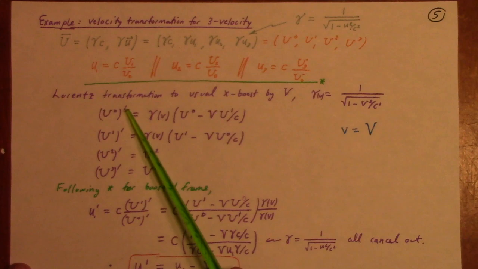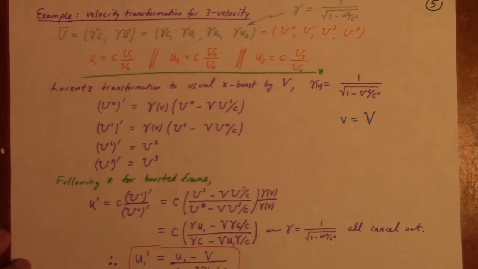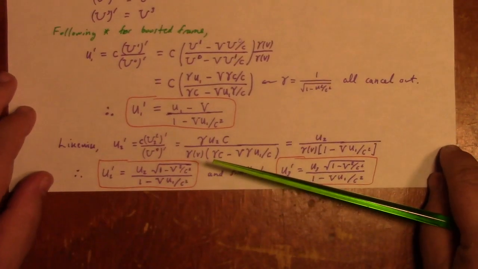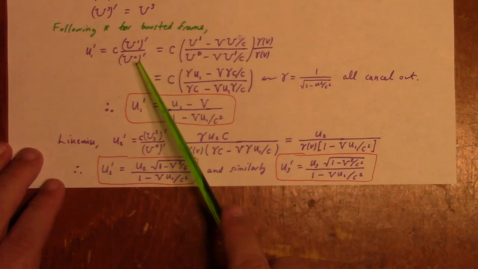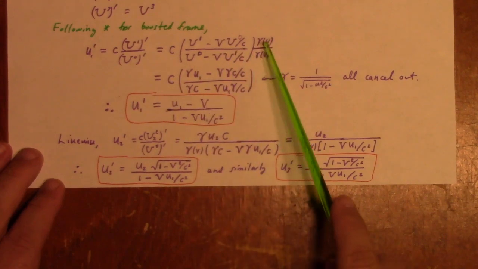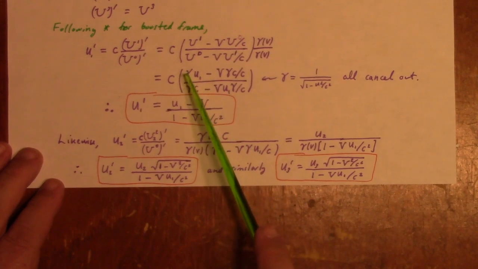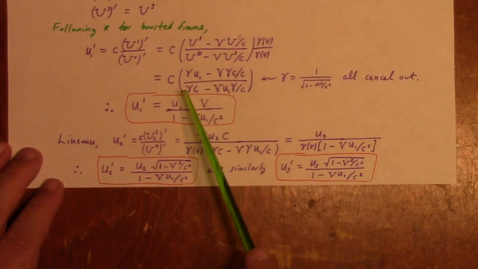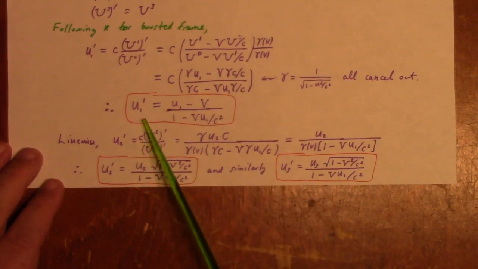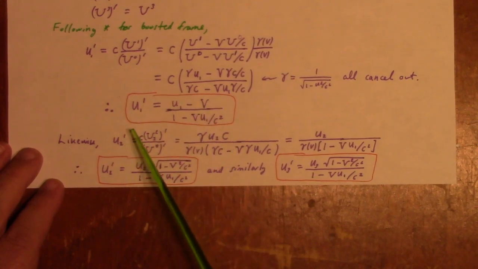So we'll use primes for the boosted frame, and here are the Lorentz transformations. All right, we talked about those before. And so what's the velocity in the boosted frame? Well, u1 prime is going to be the ratio of the boosted 4-velocities, which is just this. The gamma v's cancel, and you do the math here. These are all gamma sub u's, gamma of u. Those cancel, and they leave you with u1 prime is (u1 minus v) over (1 minus v u1 over c squared). That's the velocity transformation.